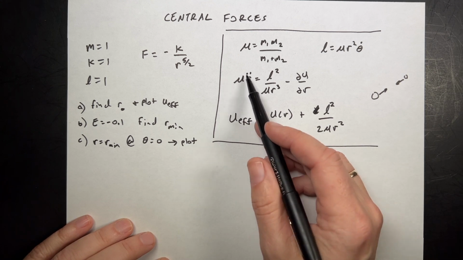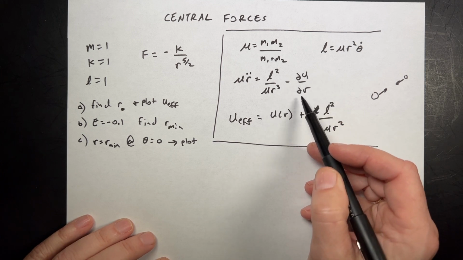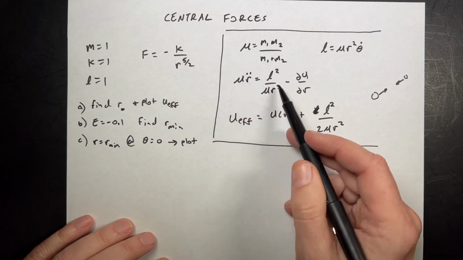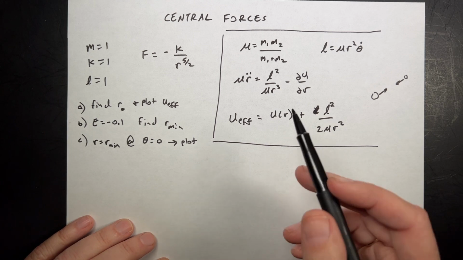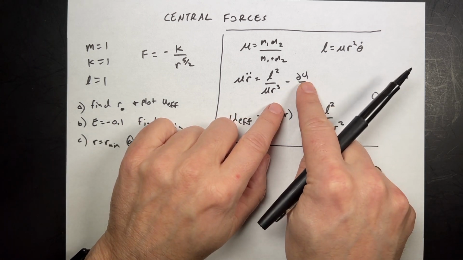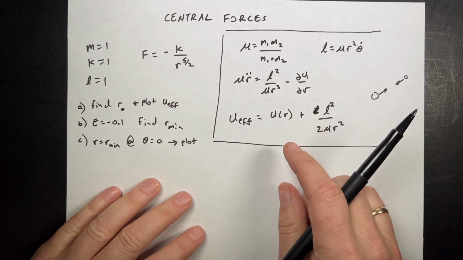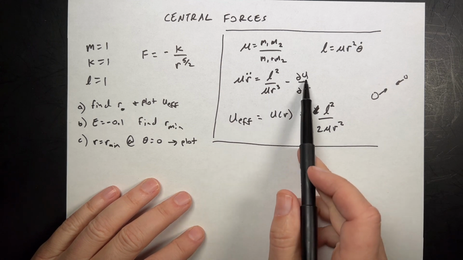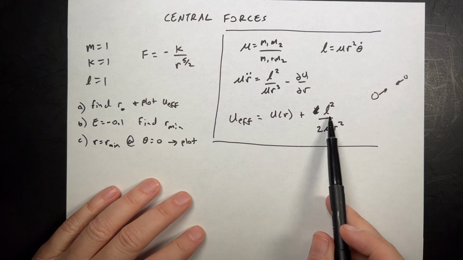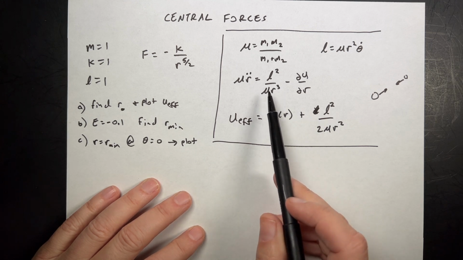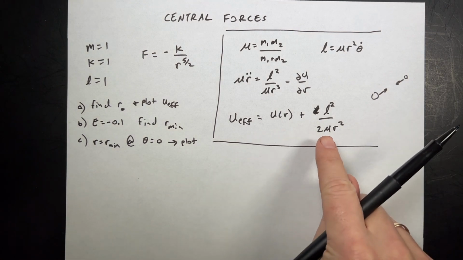Mu times r double dot. This is like mass times acceleration. And this is like the real force right there, right? Negative partial U with respect to r is the real force. And then this is your centrifugal force. That's really what that is. L squared over mu r cubed. And then if I want to convert this to a potential, I can integrate this term and I can get an effective potential, which is the actual potential, which we can get from the force, and this term, which is just negative the integral of this with respect to r. Okay.